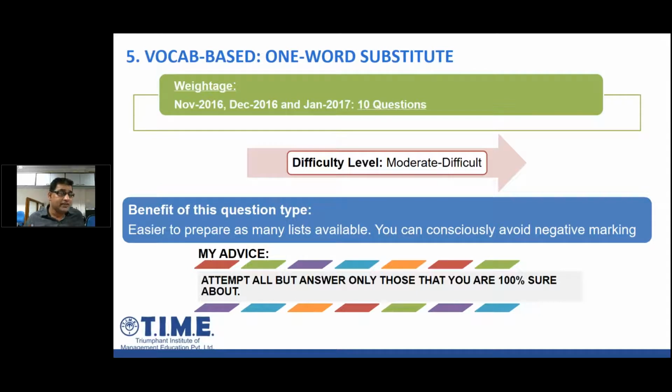So it's as good as vocab synonym antonym questions, and your treatment should also be the same. That is, you should attempt only if you are 100% sure, and not play a guessing game. So you can consciously avoid negative marking this way. Same with the next question type, that is vocab based idioms and phrases questions.